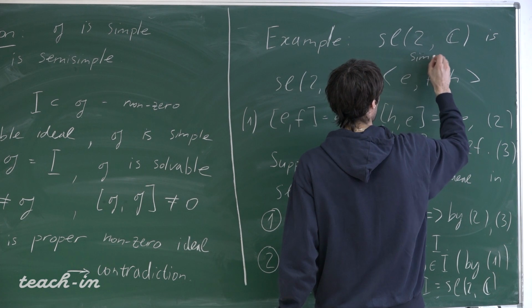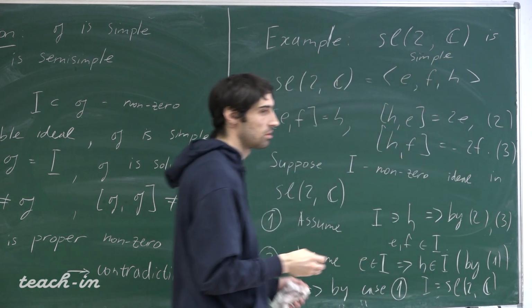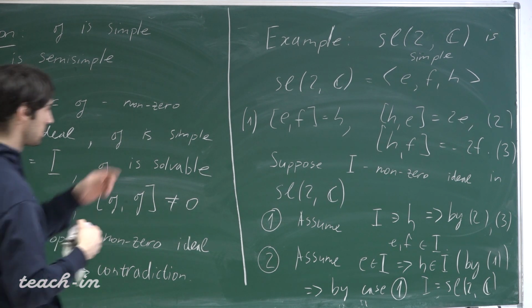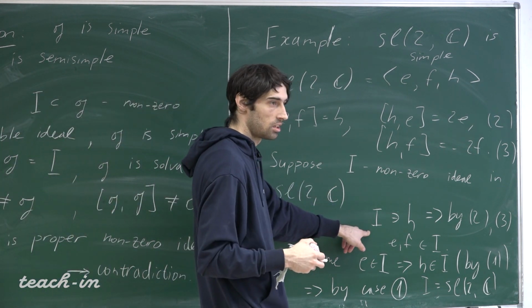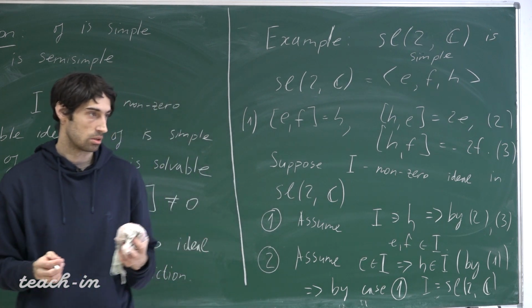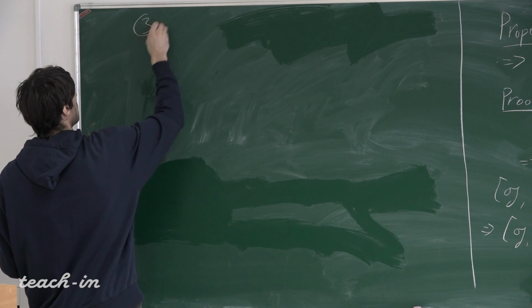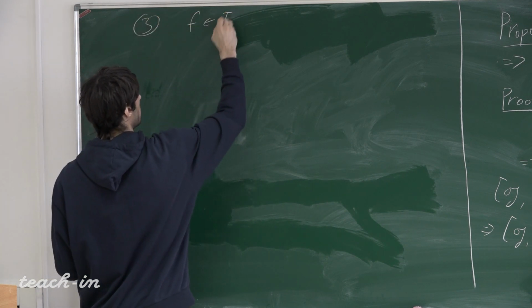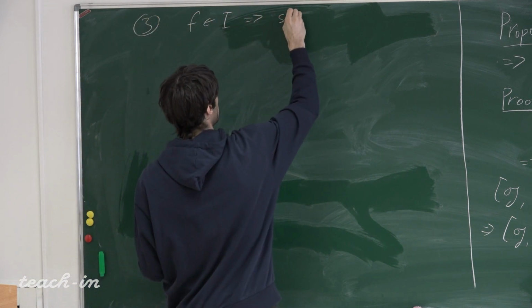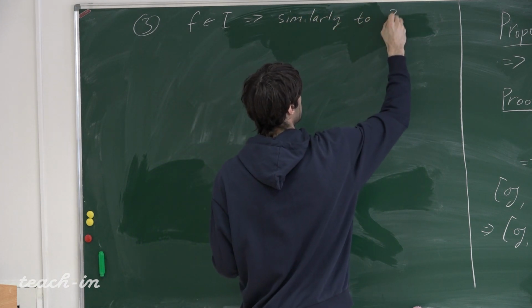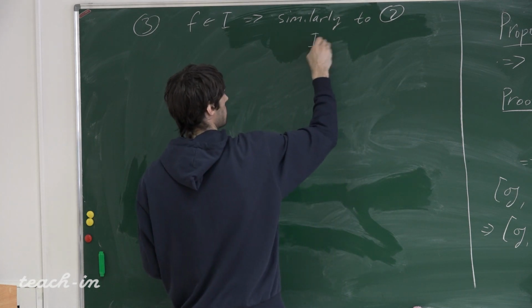But we didn't finish yet, right? So suppose one of these standard basis elements is inside I, then I coincides with SL2. That's the statement. Case 3: F is inside I, then similarly, as in case 2, I coincides with SL2.